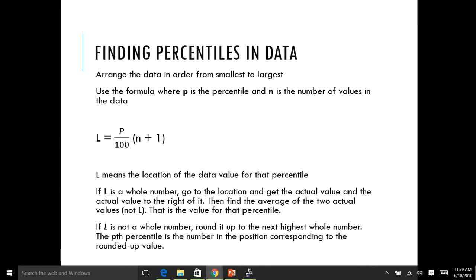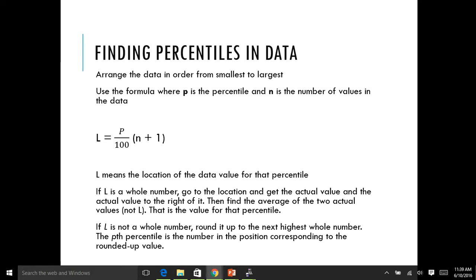When you find percentiles in data, the first thing you want to do is arrange that data from smallest to largest. You can do that on paper, you can do it in the calculator, however you want to do it. When you're trying to find certain percentiles in data, like the 50th percentile or the 68th percentile, you use this formula: L equals P over 100 times N plus 1. P is the percentile that you're looking for, and N is the number of values in the data set.